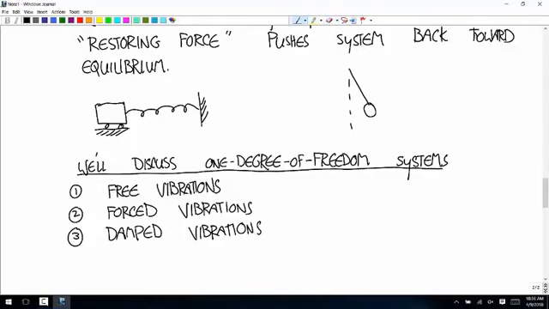Yeah, when your dryer starts vibrating, that's what's going on. Damped vibrations. What about vibrations that happen in electric power? Those are damped vibrations. That's true. Yeah.